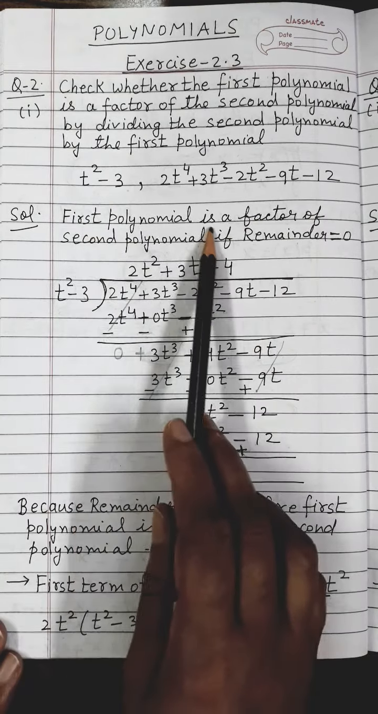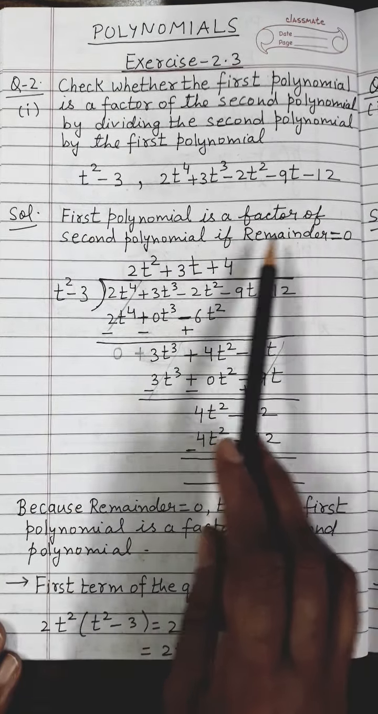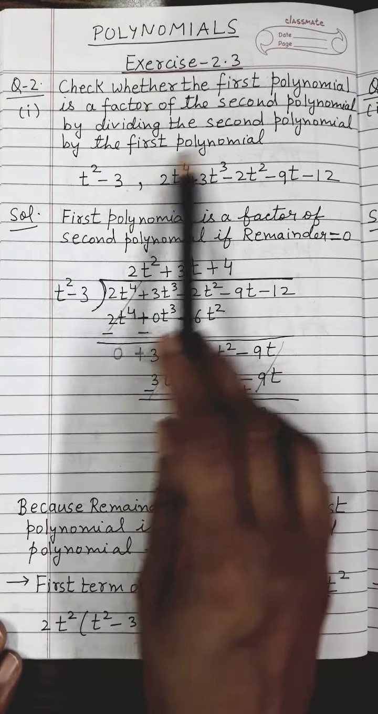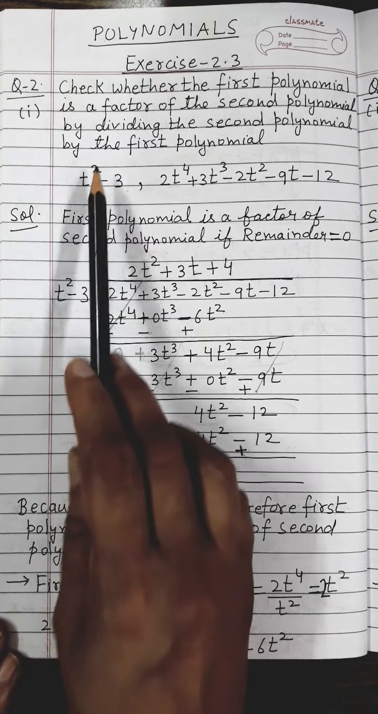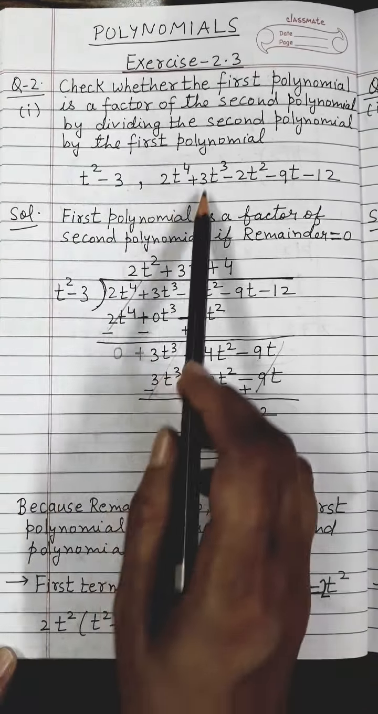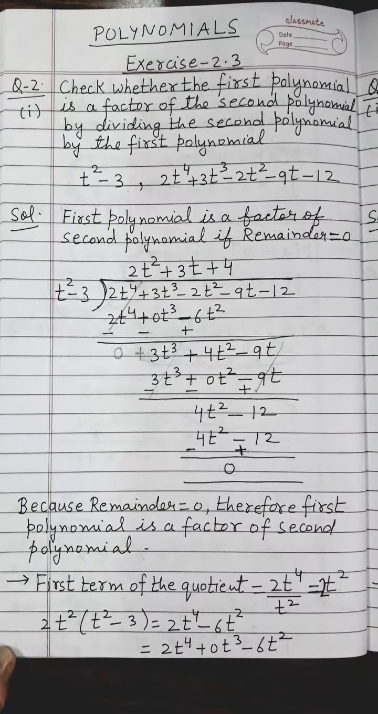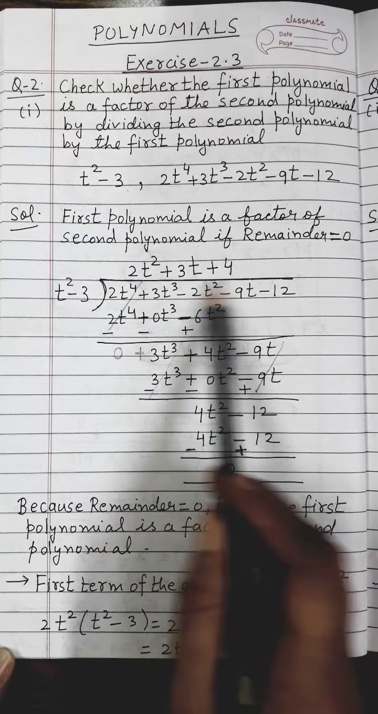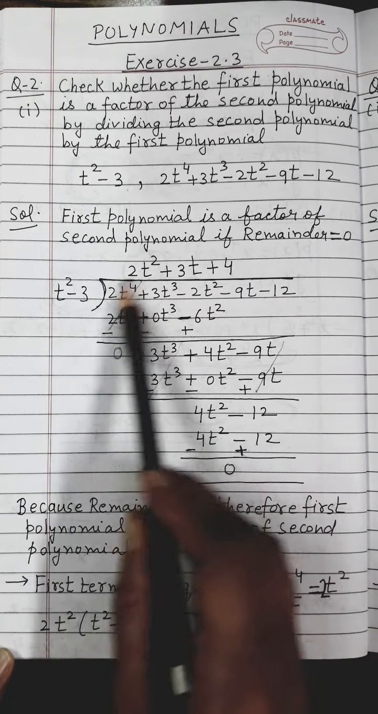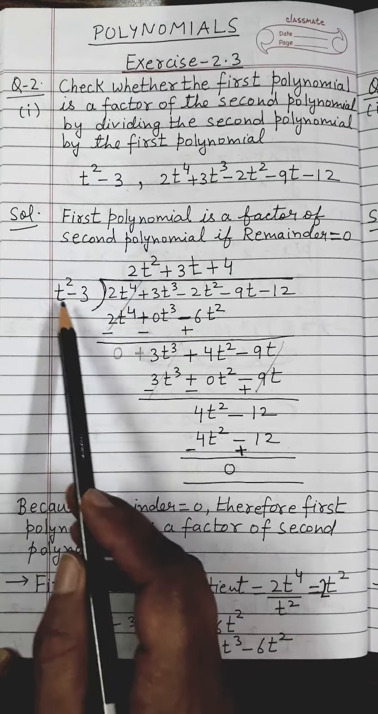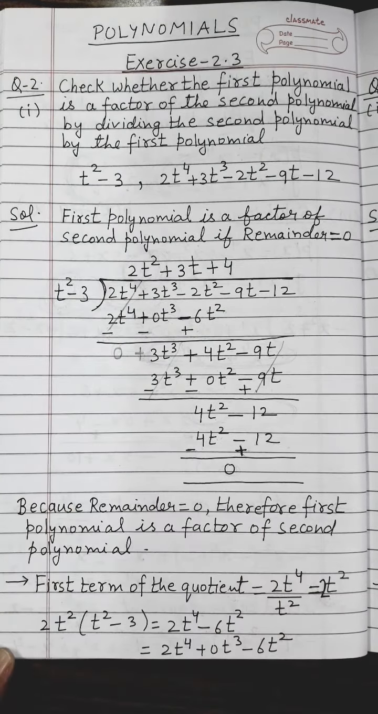Solution. First polynomial is a factor of second polynomial if remainder equals 0. It means that if I divide the second polynomial by the first polynomial and I get the remainder as 0, then the first polynomial will be a factor of the second polynomial. So the second polynomial is my dividend. I write down the second polynomial inside the division sign. First polynomial is my divisor, so I write down the divisor on the left side of the division sign. Now I will carry out the division process.